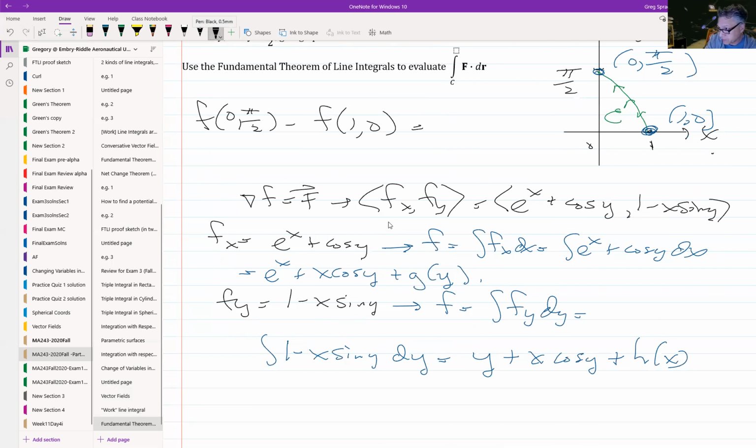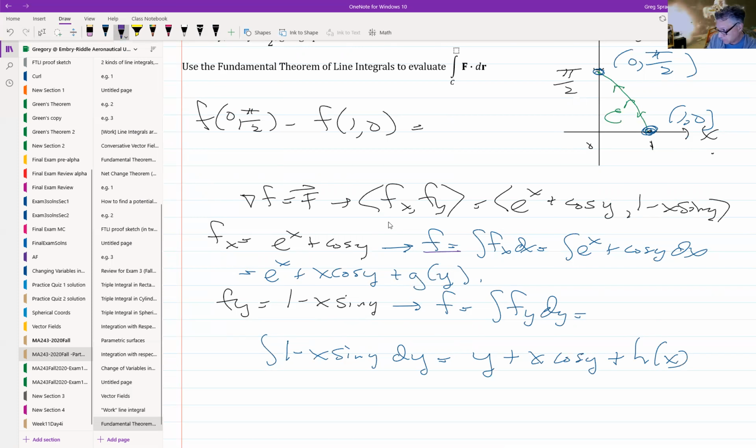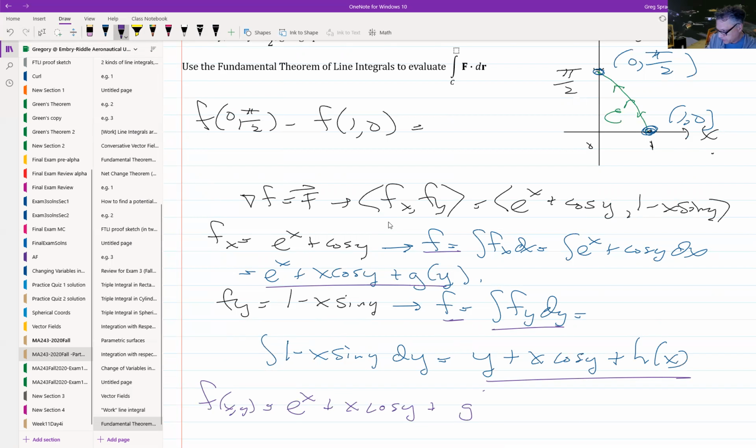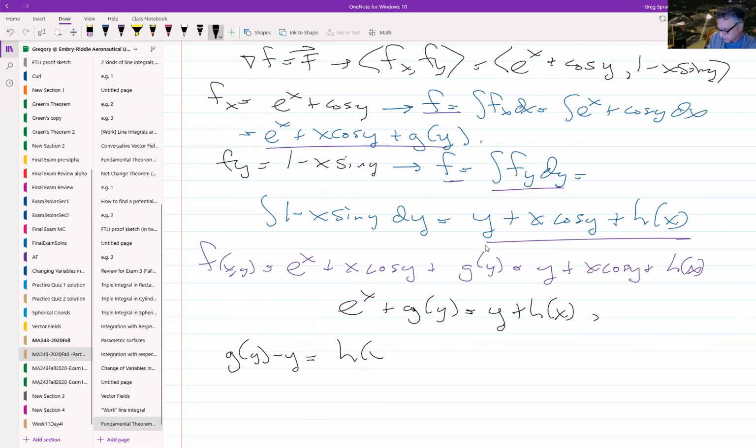I have two different versions of f of x, y, and they're both f of x, y, so they have to equal each other. So f of x, y equals e to the x plus x cosine y plus g of y, and it also equals y plus x cosine y plus h of x. That equation simplifies to e to the x plus g of y equals y plus h of x. I'll separate variables and get g of y minus y equals h of x minus e to the x.